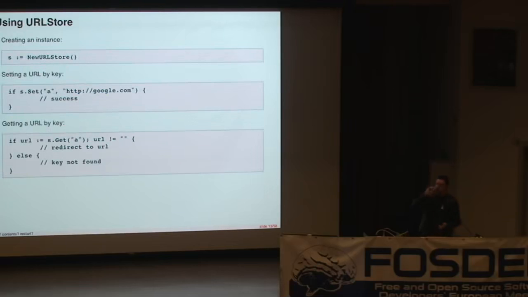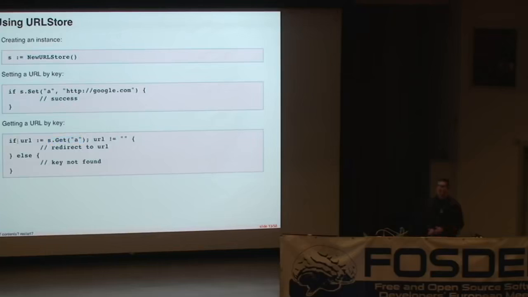So when we're using the URL store, if I want to initialize s, I say s colon equals NewURLStore, and now s is of type pointer to URLStore, and then I can call s.Set to set a key, and if that returns true, then we've successfully added it to the map. And then to get a URL by key, I call s.Get.